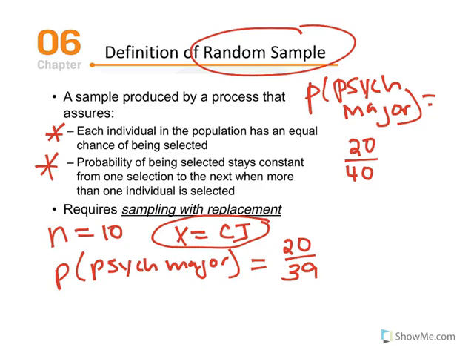selected again. So this idea of random sampling can be summarized by the process of sampling with replacement. If we sample and replace any selection back into the pool, then we are adhering to random sampling procedures. So again, if my first selection was a criminal justice major, and I notate that, then if I put that person back into the mix, then the probability of selecting a psych major would be 20 over 40, meaning that this denominator remains constant.